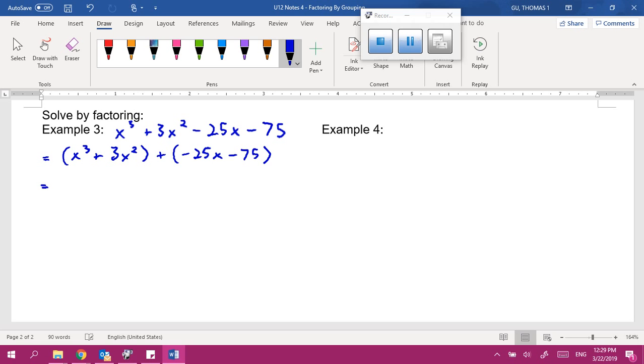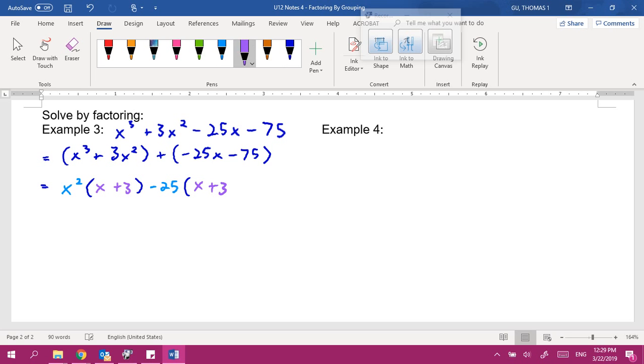GCF, which is, what is my GCF in the first group? x squared, which leaves me with x plus 3, right. What comes after that? Negative 25. If I factor out negative 25, what am I going to have inside the parentheses? x plus 3. Very good. All right, now I've got my greatest common factors factored out. What comes next?